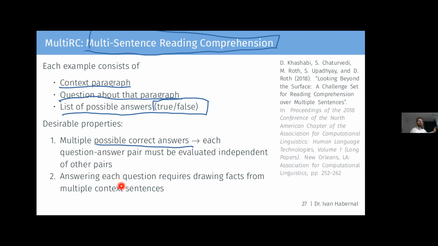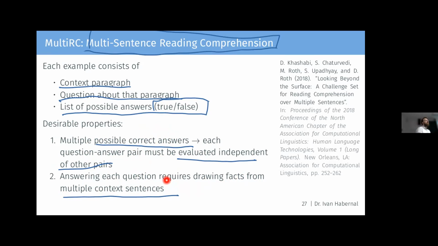And then answering each question, they are independent of each other. So you have to evaluate them one by one. So you have, say, an example paragraph about the hurricane, and then you have like five statements or five questions, and you need to have all of them correct. And they can be tricky. Answering a question requires drawing facts from multiple context sentences. So there is not only a single sentence in the document, but multiple, and you have to combine them together in order to answer the question.